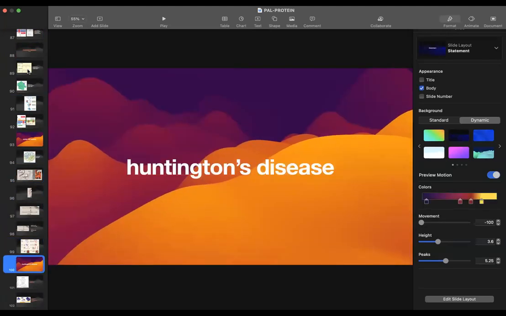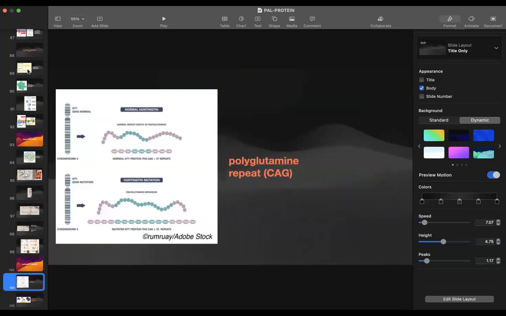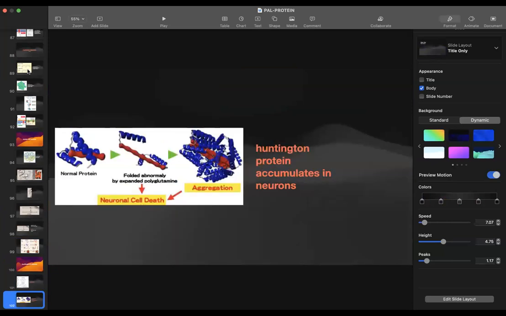Then we have Huntington. And in Huntington, we have polyglutamine increase or a polyglutamine repeat. So instead of having less than 27, we have more than 35. And when we have more than 35, the protein itself becomes deformed, begins to accumulate, and leads to neuronal cell death.